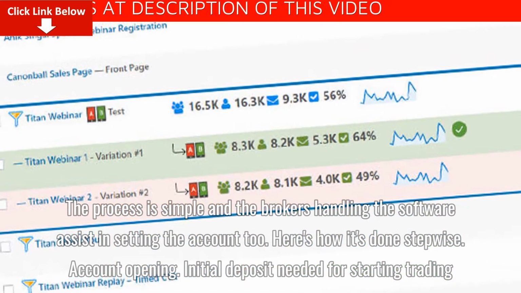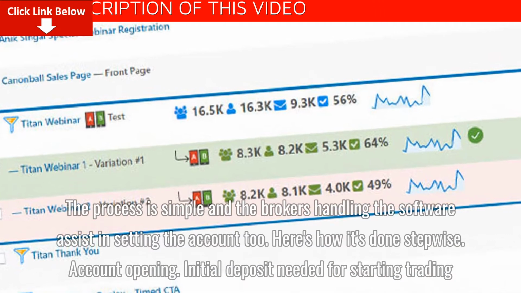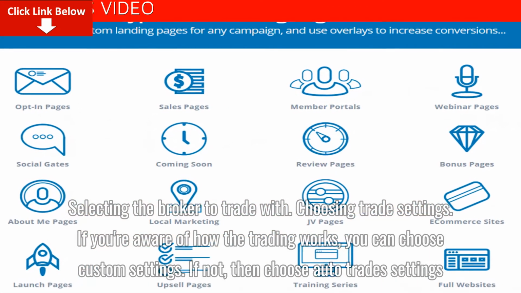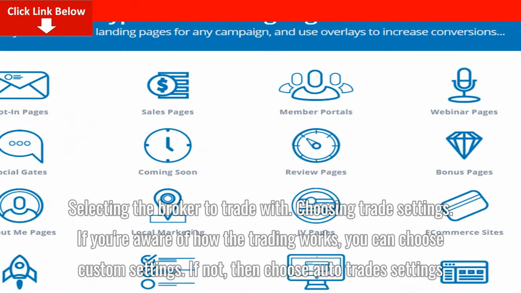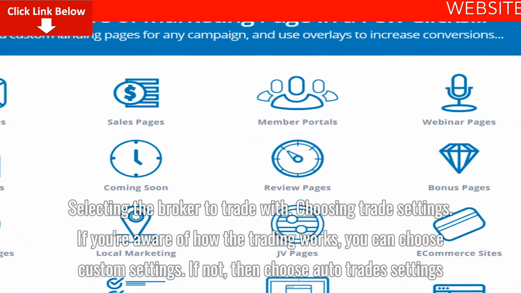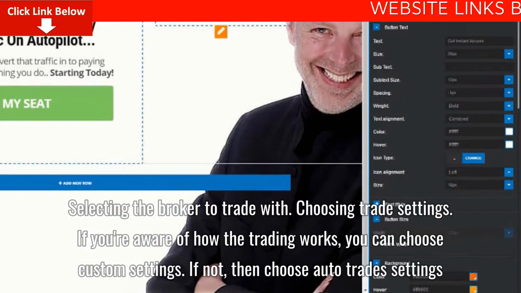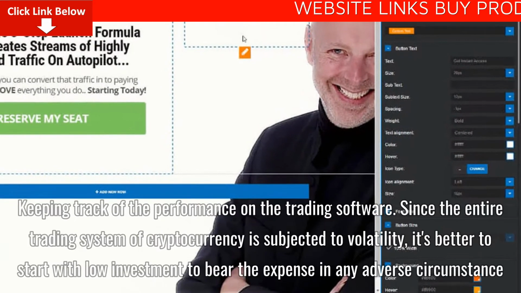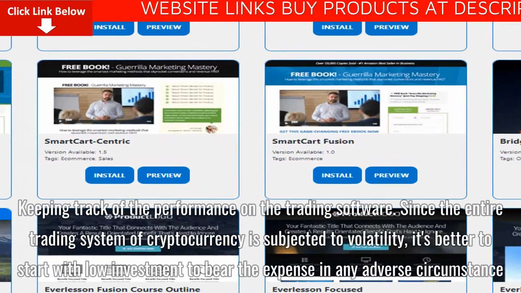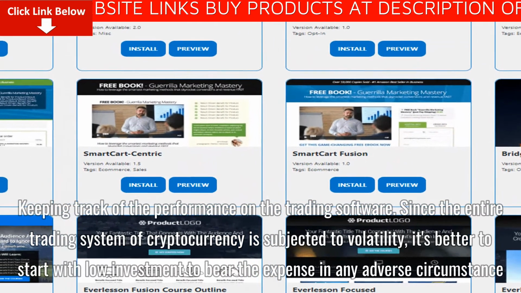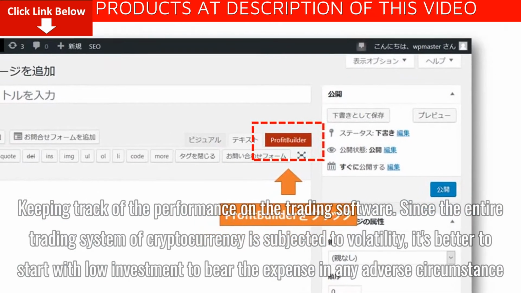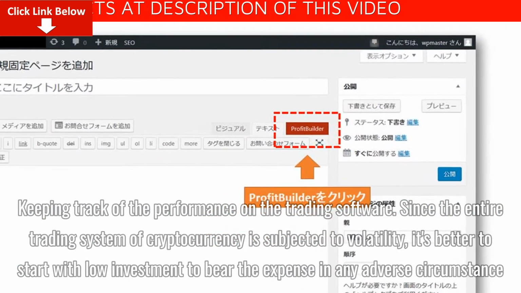Here's how it's done stepwise. Account opening. Initial deposit needed for starting trading. Selecting the broker to trade with. Choosing trade settings. If you're aware of how the trading works, you can choose custom settings. If not, then choose auto trade settings. Keeping track of the performance on the trading software. Since the entire trading system of cryptocurrency is subjected to volatility, it's better to start with low investment to bear the expense in any adverse circumstance.